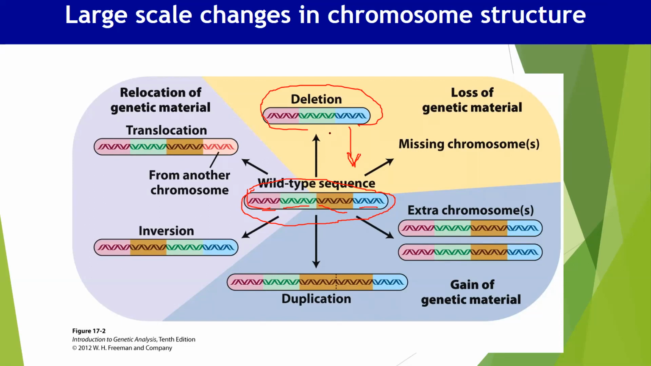So yes, we see something is missing, right? The brown region is missing. So in this situation, we call this a deletion, because we see a large chromosomal segment has been deleted from the wild type. So that's the deletion.